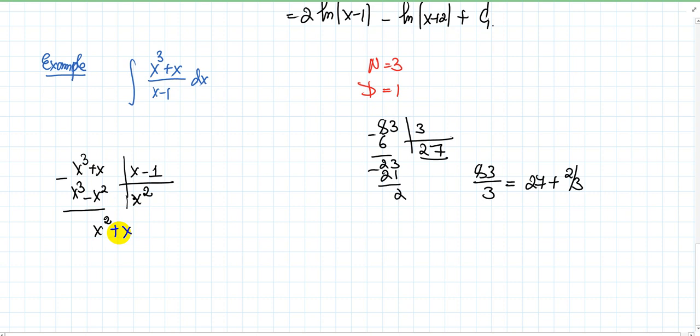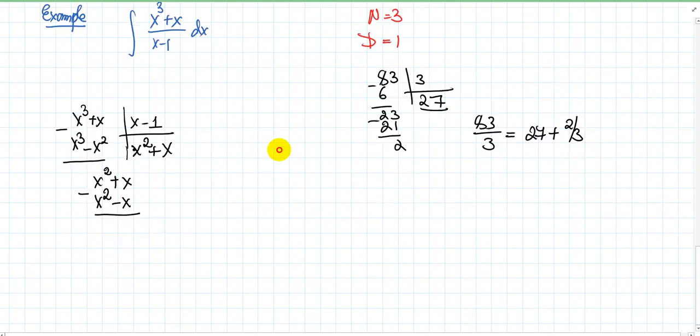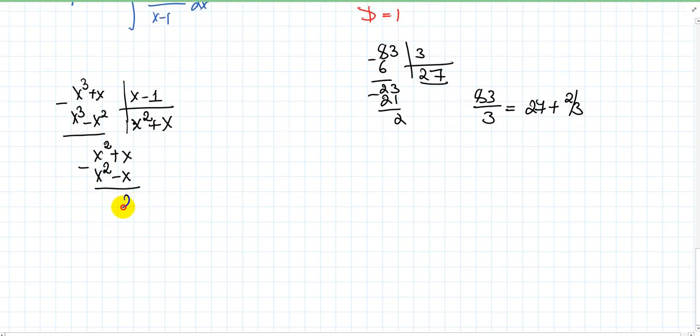So what do I need to multiply, what do I need to put here, so that its multiplication by x minus 1 will give you x squared, just the x, right? Plus x. If you multiply the x by x minus 1, what do you get? x squared minus x, right? If you subtract, then what do you get? 2x.